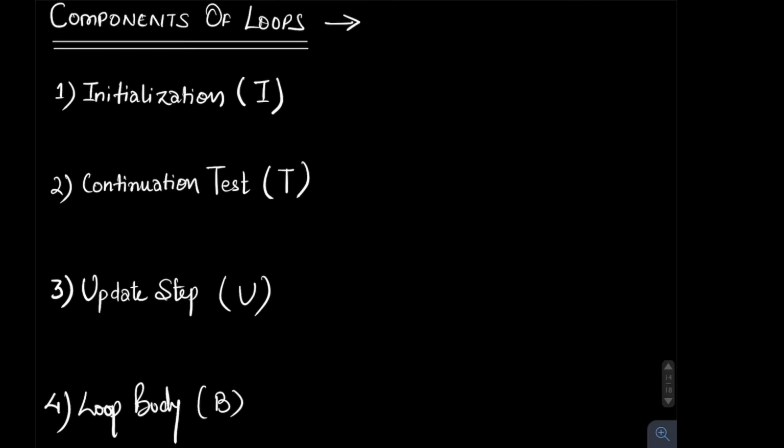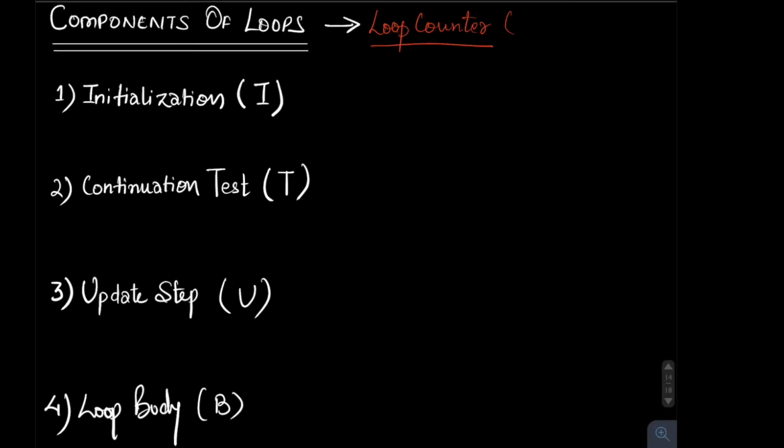Next, let's discuss the components of loops. Before going through the four components, let's discuss another terminology, which is loop counters. Loop counters are, we can assume, variables which determine the flow of the loop and control how the loop is going to get executed. So we can say it's a variable.